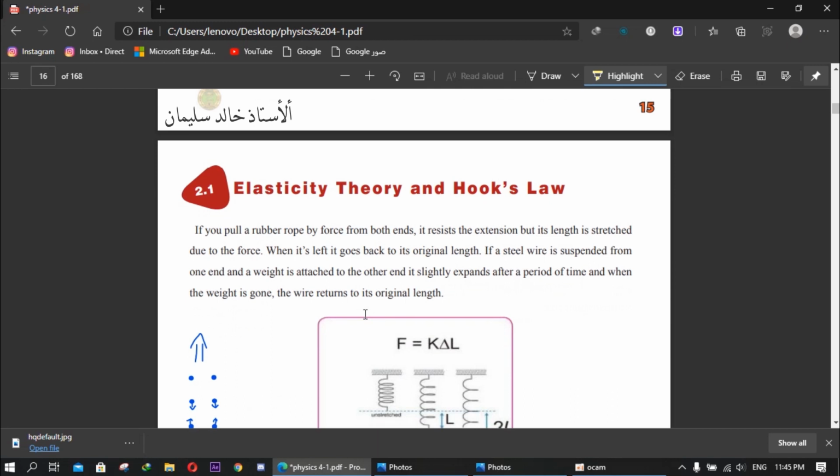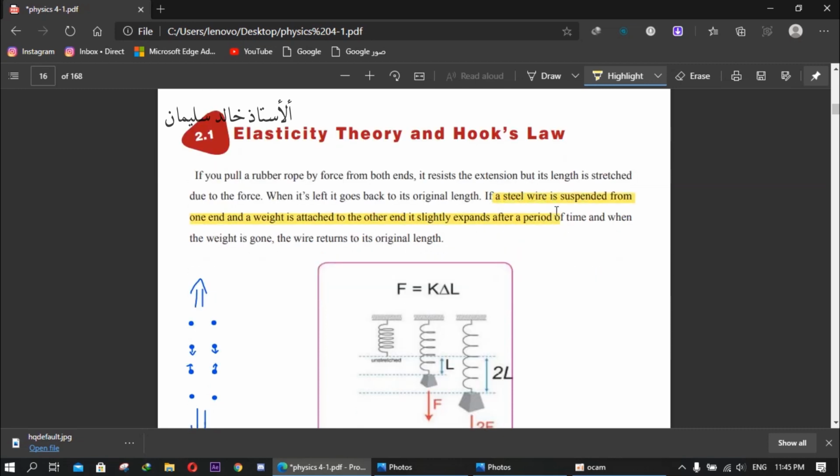Now we are going to study topic 2.1, elasticity theory and Hooke's law. Here we have a question. A steel wire is suspended from one end and a weight is attached on the other end. It slightly expands after a period of time, and when the weight is gone, the wire returns to its original length. Explain that.